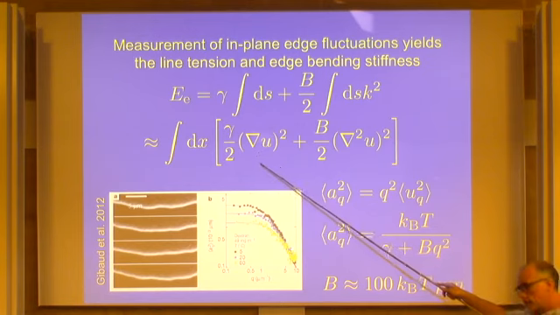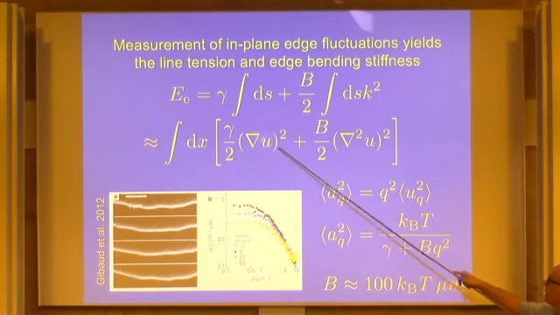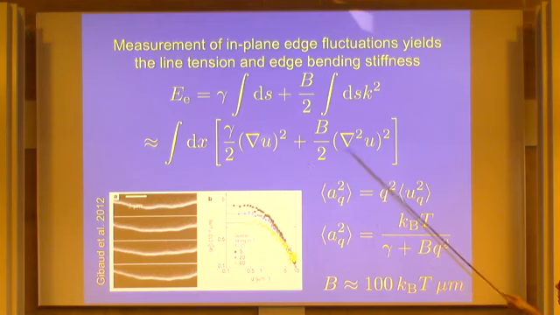If there's any gradient in u, that's going to lengthen the line edge length. And the bending stiffness has to do with second derivatives of the displacement of the edge. And they chose to plot not the mean square amplitude of the displacement, but they multiplied it by q squared. So this is what you would expect from this simple theory, that it should go like gamma plus e q squared.